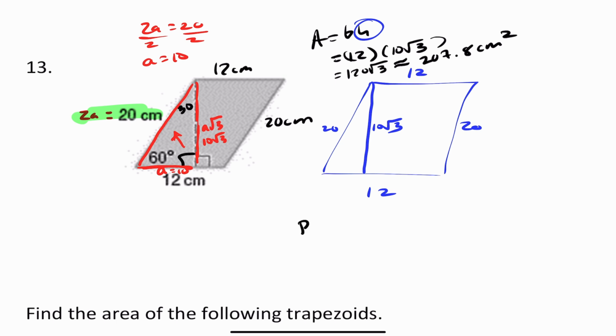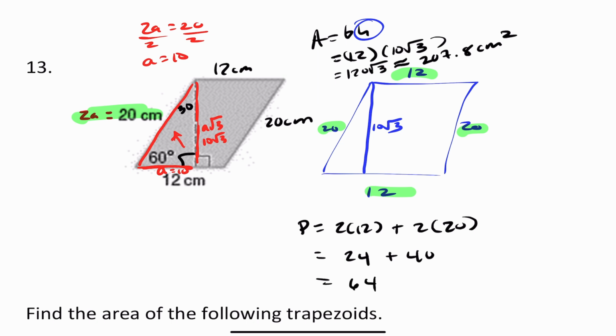For the perimeter, I'm just adding up all the sides. I have 12 plus 12, or 2 times 12, plus 2 times 20. So then that is 24 plus 40, so you have 64. The perimeter is 64 centimeters long.